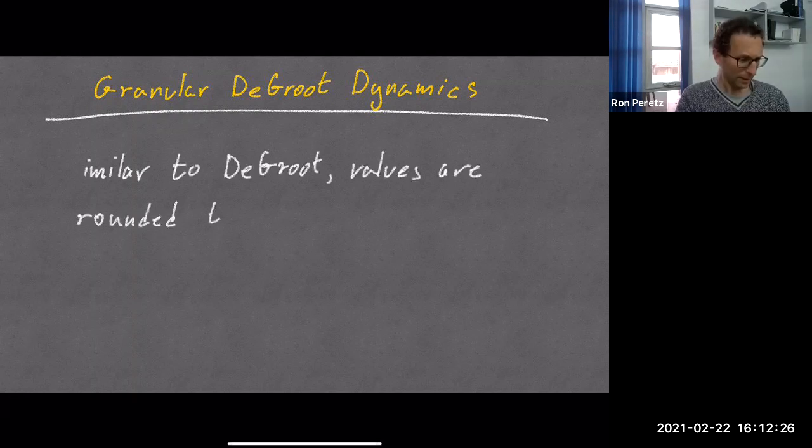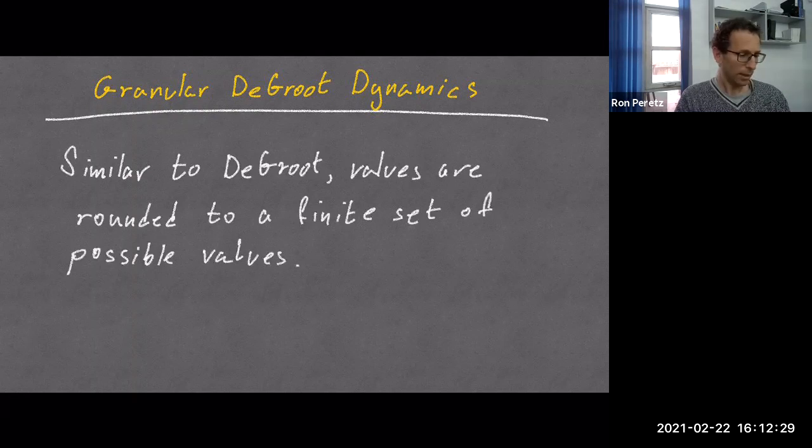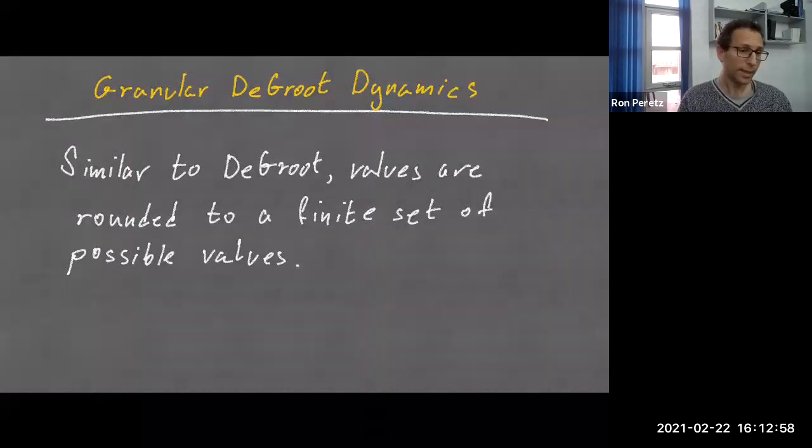So what it is, you just take the DeGroot dynamics, and instead of holding any possible opinion, you have a finite set of possible opinions. So when you take the average of the opinions of your neighbors, you round them to the closest point in that set of possible opinions. And again, you need a tie-breaking rule.